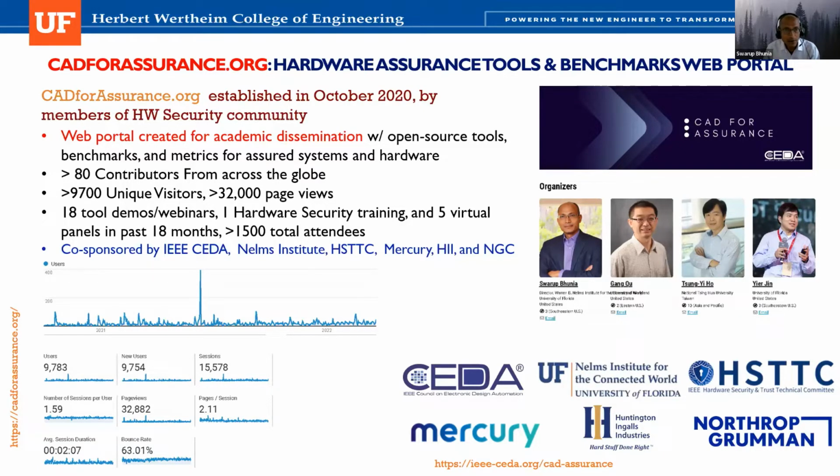So the cat4assurance.org website, I think probably most of you have visited that website. It was created, and the activities we undertook started in October 2020 by a large part of the hardware security community. A significant number of contributors came together with the goal of academic dissemination of tools, particularly open source tools, hardware security benchmarks, metrics, and some of the publications. All of these materials we wanted to put in a web portal which can be accessed by the research community and by practitioners from across the globe.